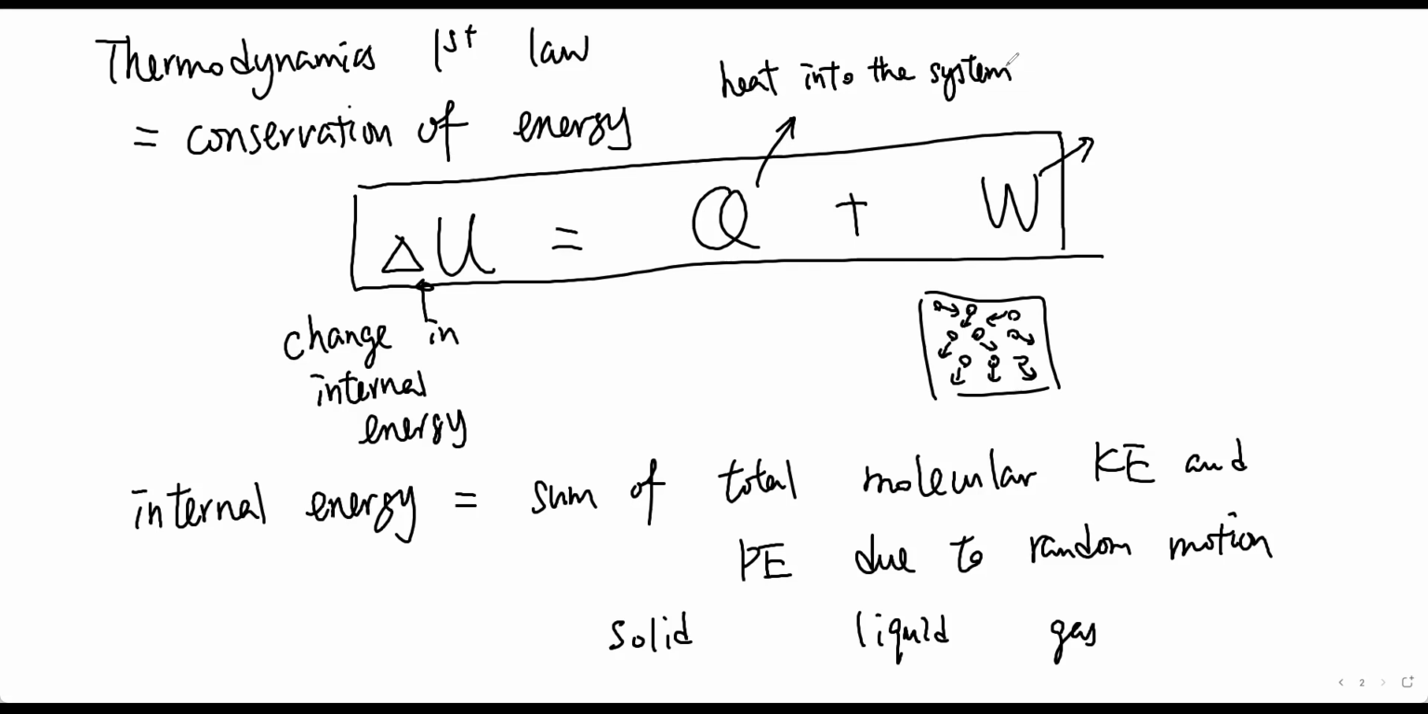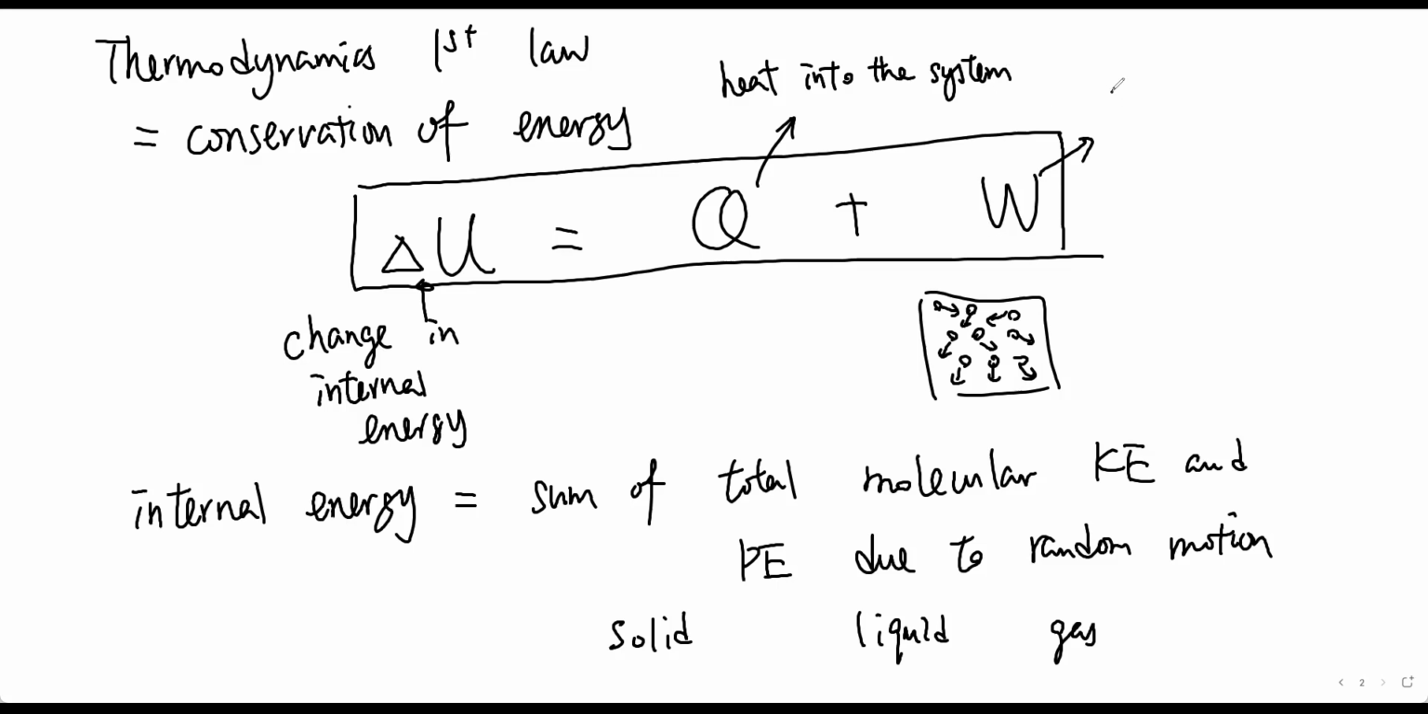And if the object loses energy, let's say there's 100 degrees Celsius water here, most likely it will lose energy by conduction or radiation to the surroundings. In that case, the heat will be negative. The Q will be negative. If you put a fire on it, then the heat will be positive. Okay?